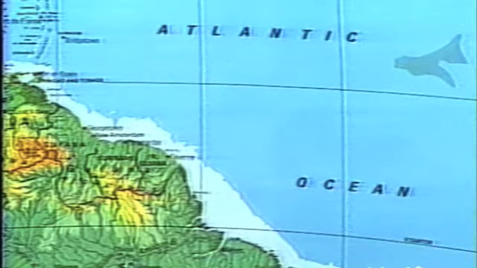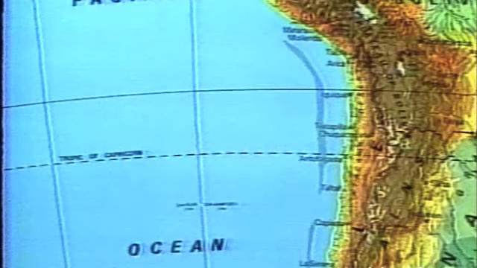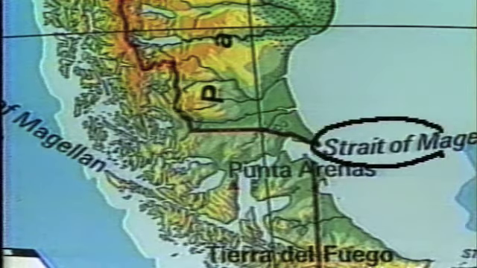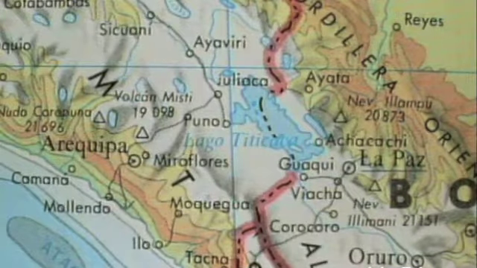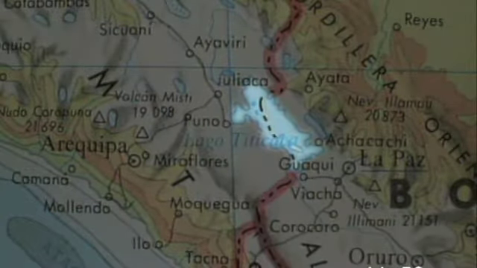Major bodies of water are identified too. The Atlantic and the Pacific Oceans are named. So is the Strait of Magellan at the tip of the continent. Major lakes are also labeled. What is the lake located on the border of Peru and Bolivia? The answer, of course, is Lake Titicaca.